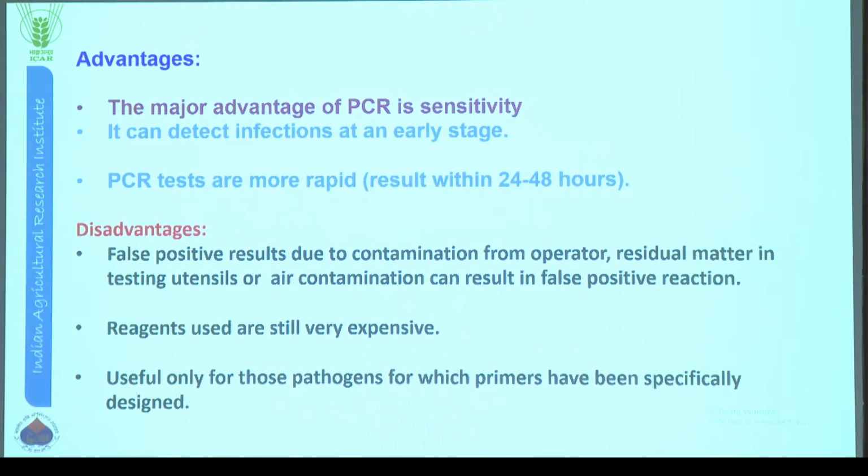Okay. So, sensitivity is important. How can you detect the early stage of infection? For example, some infected leaves are not showing symptoms. So, you directly isolate the DNA, plant and pathogen both will come, then do the PCR. So, at an early stage you can identify whether the pathogen is there or not. Okay.